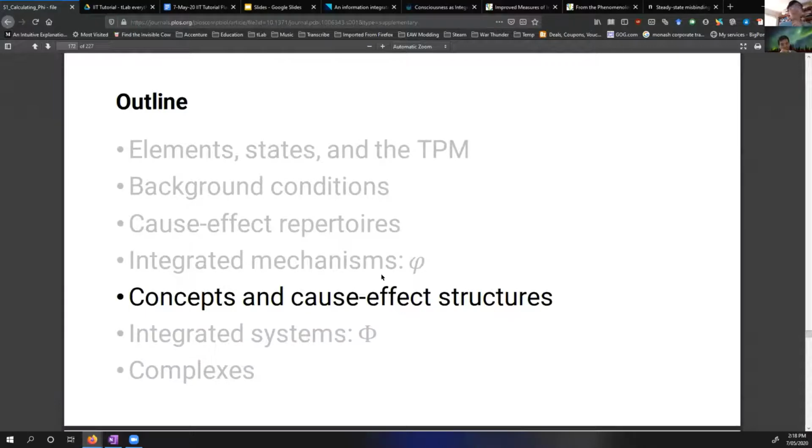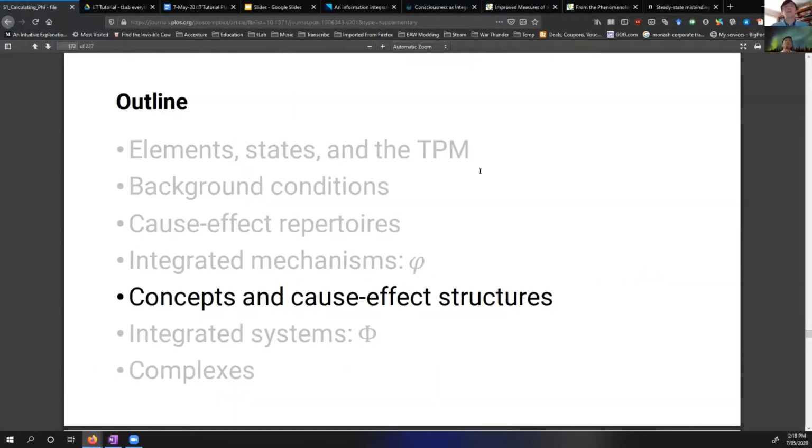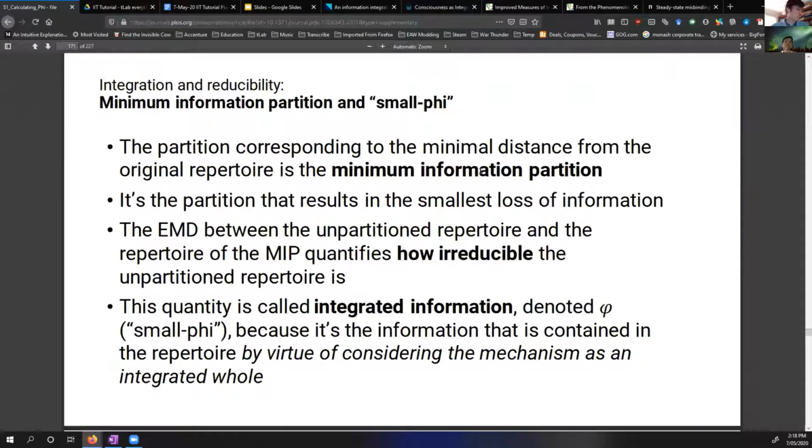So I think mathematically the operations you're doing are the same. You marginalize out elements which you don't want to look at. But the key with this integration part is that within your mechanism and purview, you want to marginalize in such a way that some part of the mechanism is no longer affecting some other part of the purview, if that makes sense.